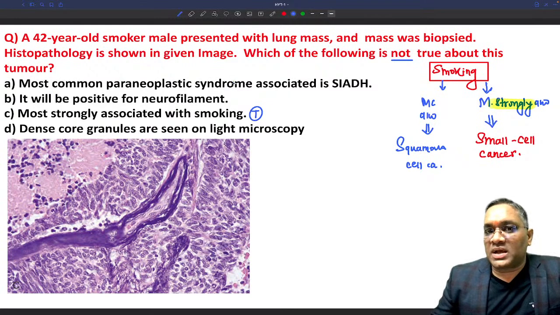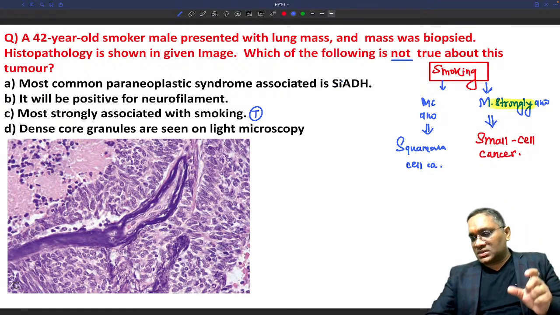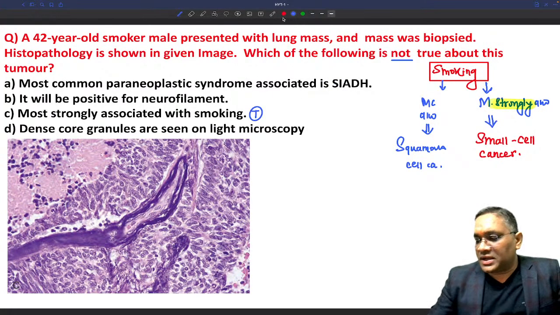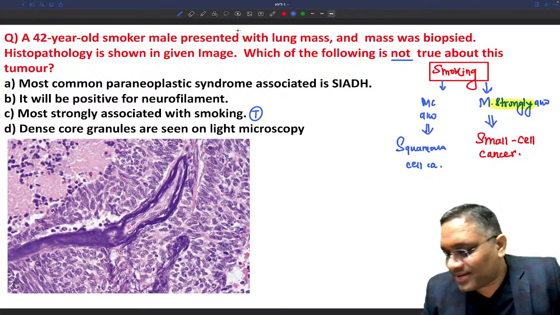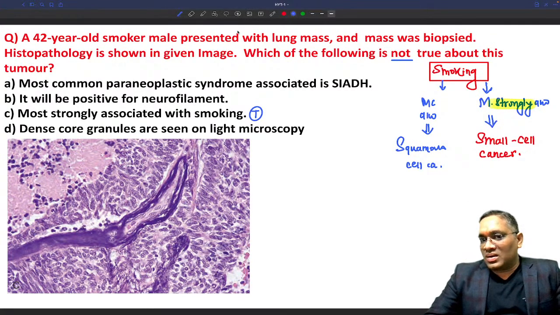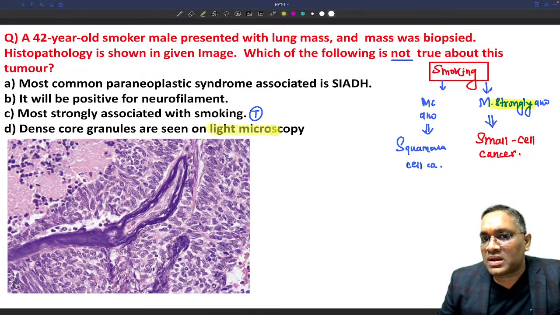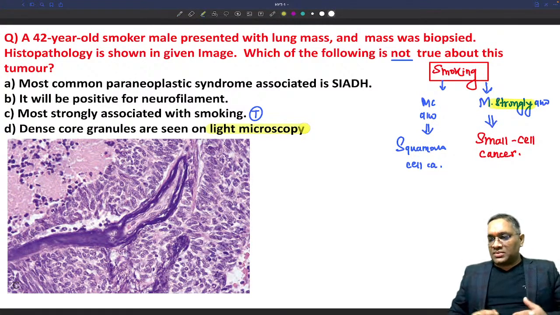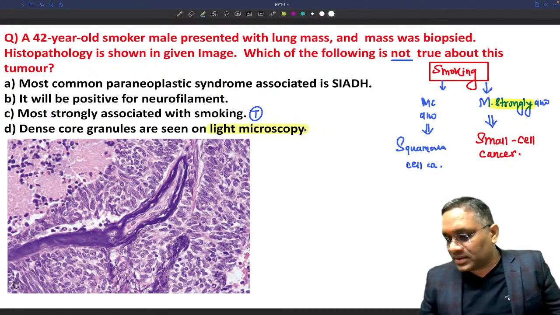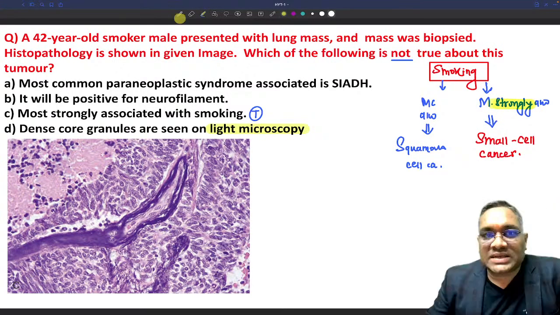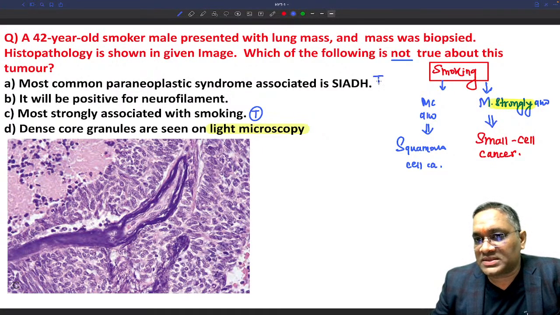Most common paraneoplastic syndrome associated with small cell cancer is SIADH or Cushing disease. Yes, Abhilash, very good. Abhilash has told me dense core granule, which we are seeing, will be seen on electron microscopy. That is what I wanted to say. Please remember, you have to catch the language. No, it's not hypercalcemia. That's what I'm saying. In small cell cancer, the most common paraneoplastic syndrome is SIADH. It is more common than hypercalcemia.